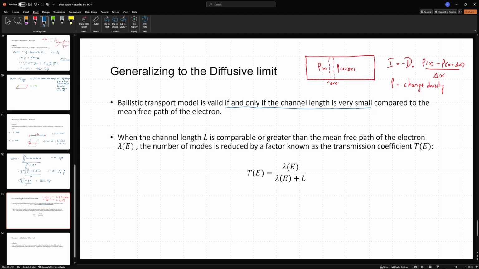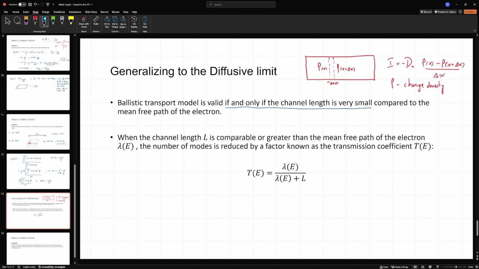However, when the channel length is comparable to or greater than the mean free path of the electron, which I shall denote as lambda e, then the number of modes gets reduced by a factor known as the transmission coefficient, which is given by lambda e divided by lambda e plus L. Now you can ask what this is. It's actually not hard to imagine. Like if my channel length is L, okay, let me say.